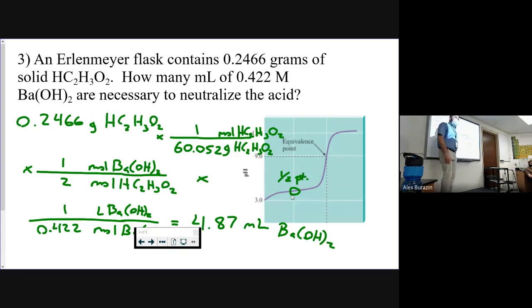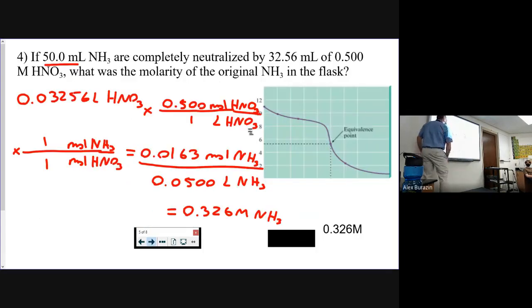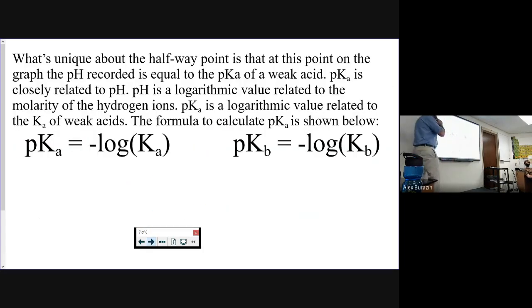Now, what happens at the halfway point is this. The pH of that spot equals the pKa. I haven't told you what pKa is just yet, but let's go to the next slide and we'll come back to this. What's unique about the halfway point is that at this point on the graph, the pH recorded is equal to the pKa of the weak acid.